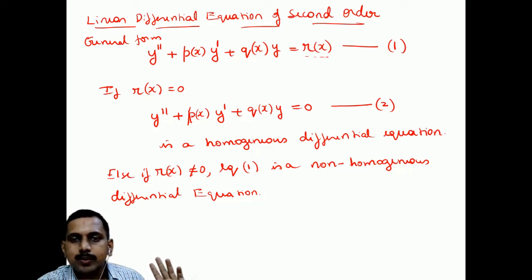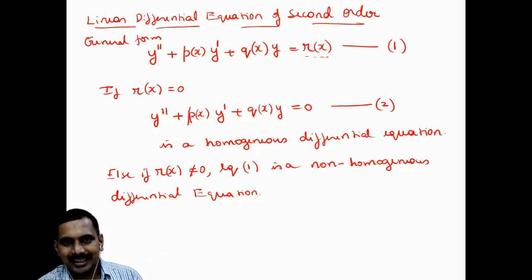If I had y square here, it would have been non-linear. If there was y dash square, non-linear. Y double dash square, non-linear. Y dash into y double dash, non-linear. Y into y double dash, non-linear. So this way you have to understand.